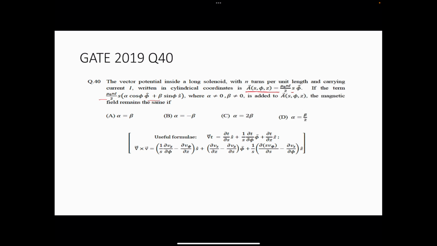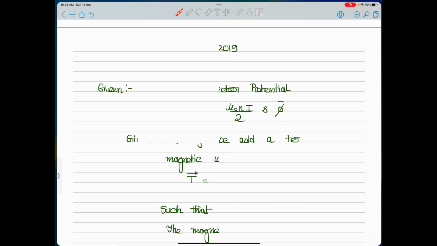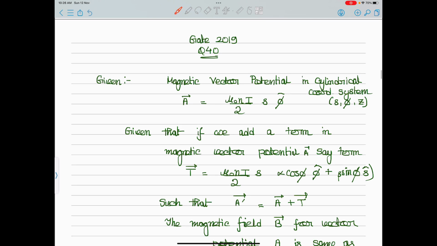So for that, the solution will be like this. This is the 40th question's solution. It is given in the question that the magnetic vector potential in the cylindrical coordinate system (S, phi, z) is A equal to mu naught n I by 2 S phi cap. So what is this S phi cap? Actually this is for a solenoid. So the solenoid looks like this. We can approximate this to a cylinder kind of a coordinate system, which is easy for us. In the question also it is given in the cylindrical coordinate.